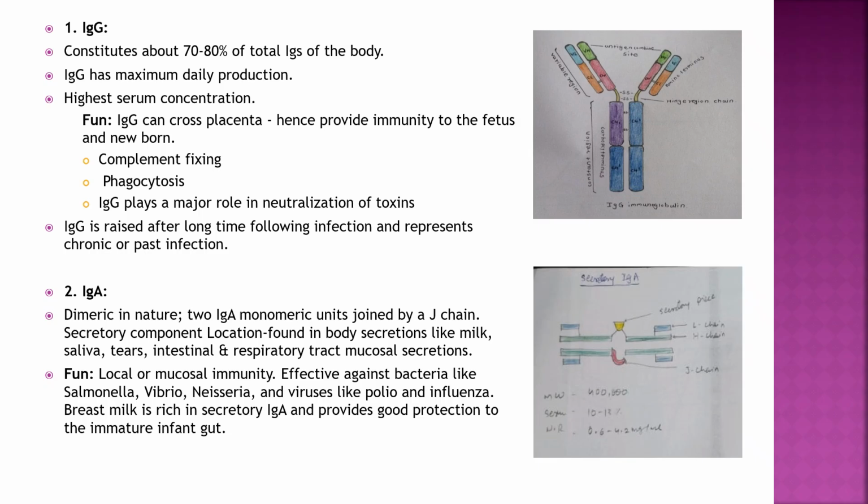IgA, it is dimeric in nature. It has two monomeric units joined by a J chain and secretory component. IgA is found in body secretions like milk, saliva, tears, intestinal and respiratory tract mucosal secretions. Function: local or mucosal immunity. It is effective against bacteria like Salmonella, Vibrio, Neisseria and viruses like polio, influenza. Breast milk is rich in secretory IgA and provides good protection to the immature infant gut.